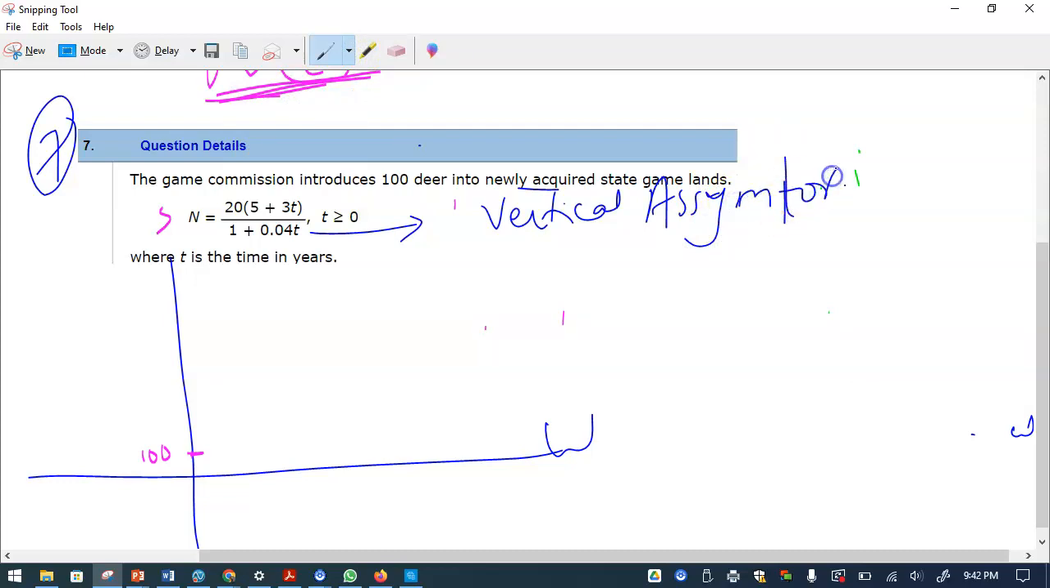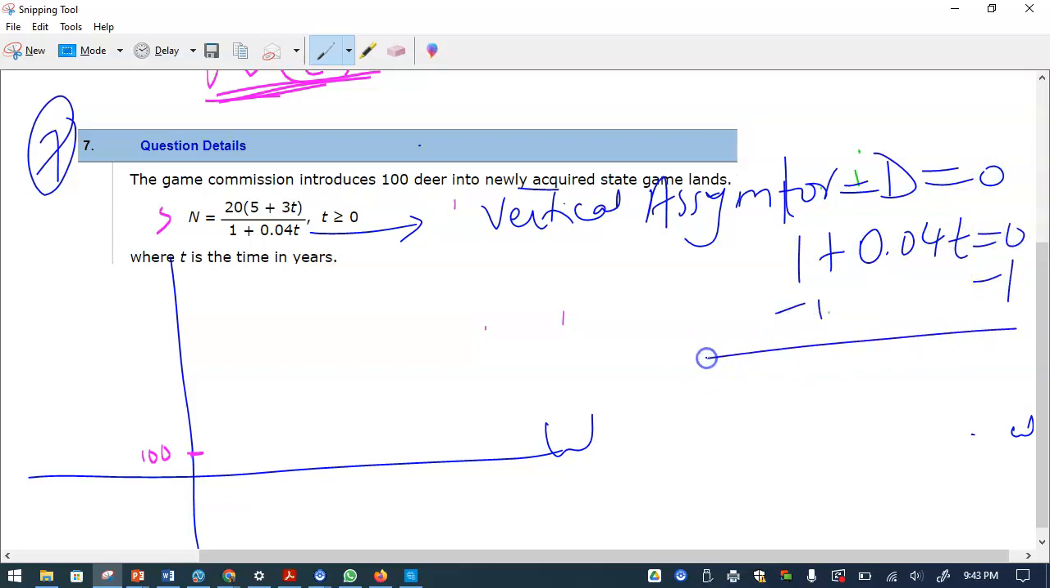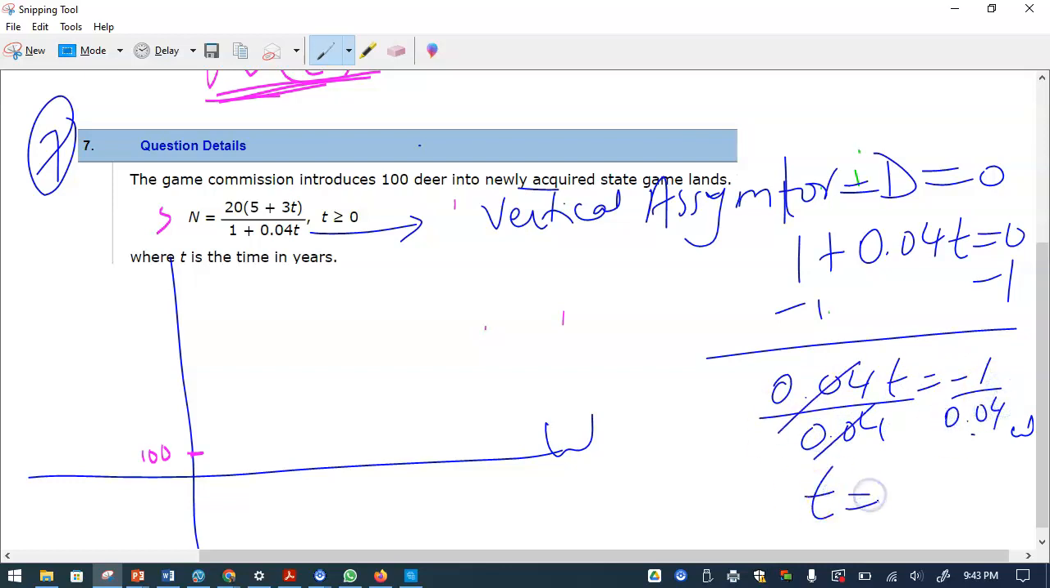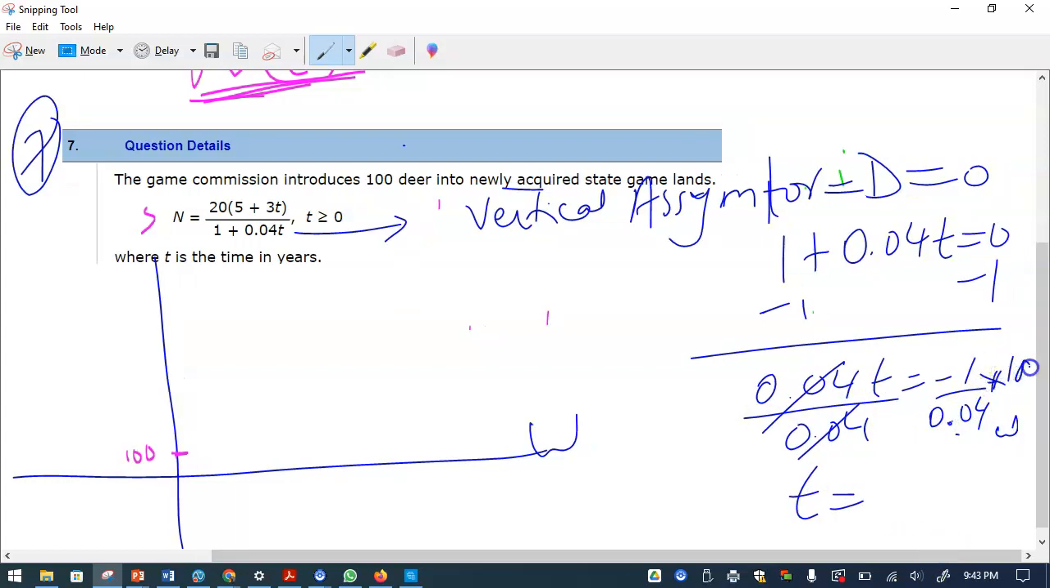The vertical asymptote here: you put the denominator equal to 0, so 1 plus 0.04t equals 0. Then you subtract 1 from both sides, you get 0.04t equals minus 1, and then divide by 0.04 on both sides. So you get t equals, and you multiply by 100 to get rid of the decimal in the denominator. So you get minus 100 over 4, and that becomes minus 20.